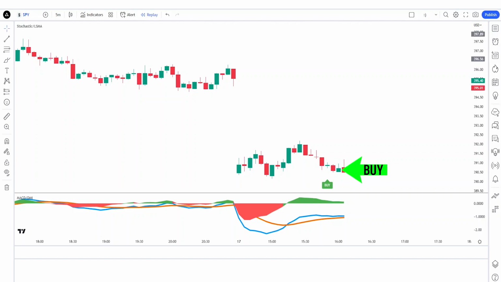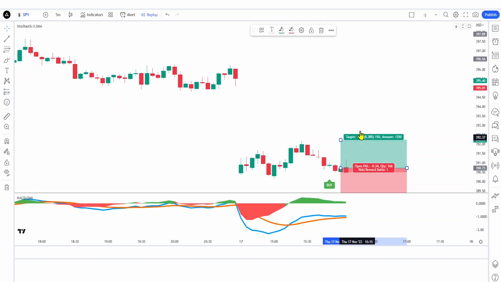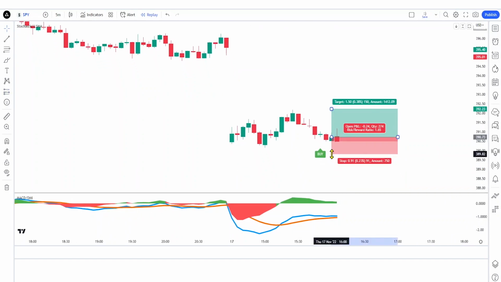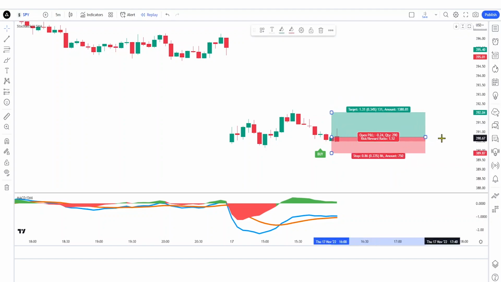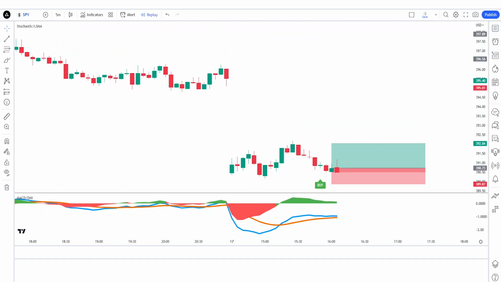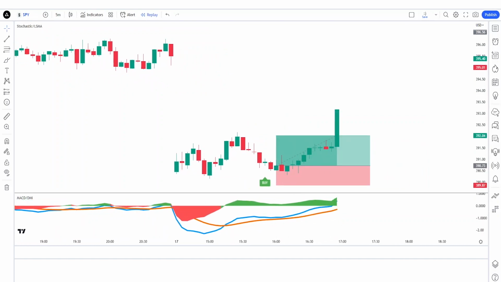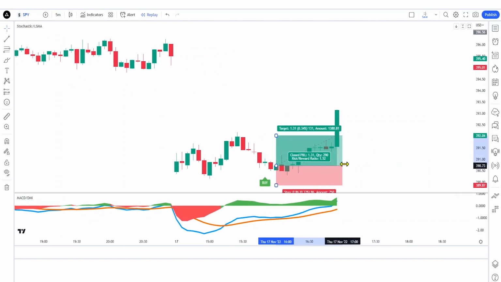Everything checks out, so we will enter another long trade. Once again, we will set our stop loss to the recent market low. And our take profit will be 1.5 risk to reward ratio. So let's see what happens now. We've hit our target once again and made yet another profitable trade. Let's continue.